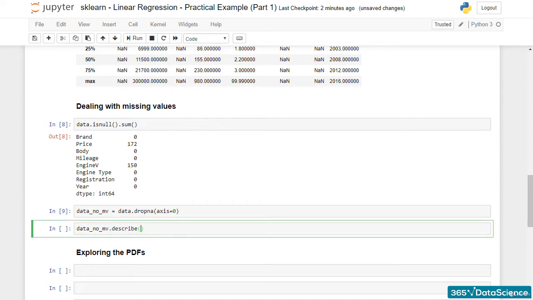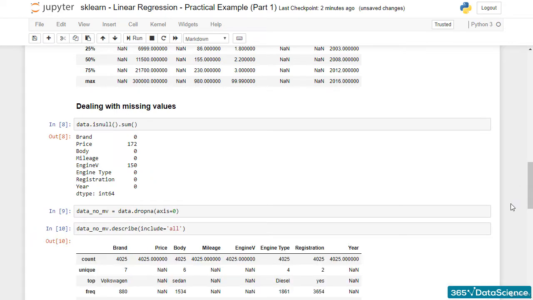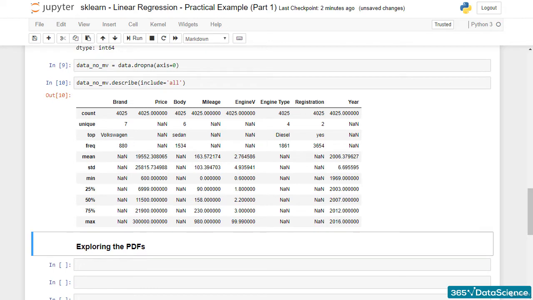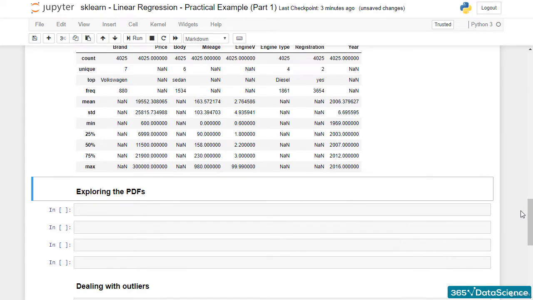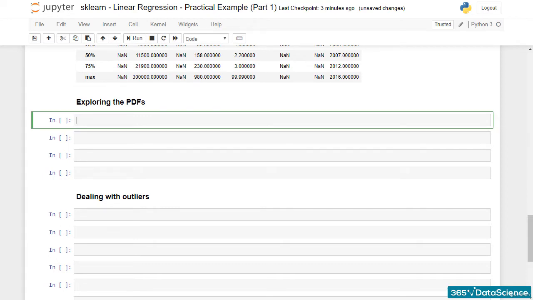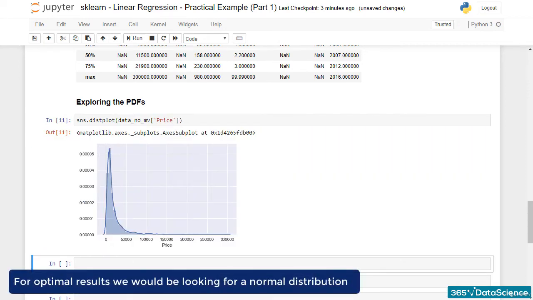I'll print the descriptives once again. Notice the minimum and maximum values with respect to the mean and the quartiles for each variable. Moreover, I'll print the probability distribution functions for each feature as we discuss them. It is fairly easy to do that with Seaborn. We can write SNS dist plot and in brackets, the feature of interest. To plot price, I'll put data no MV price. For the optimal results, we would be looking for a normal distribution. Price, however, has an exponential one. This will surely be a problem for our regression.